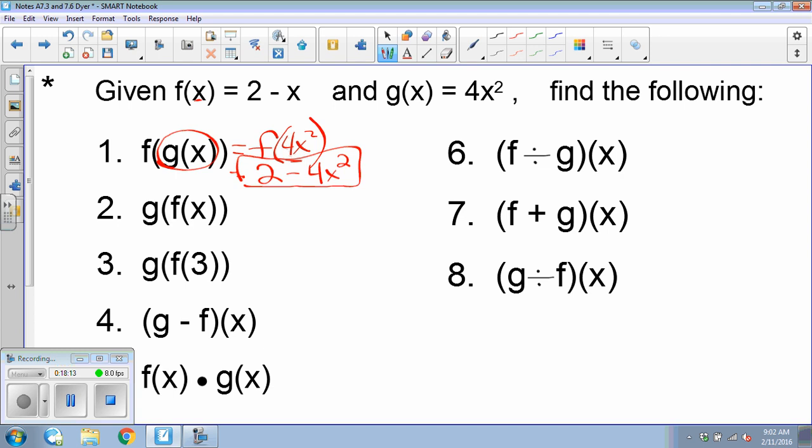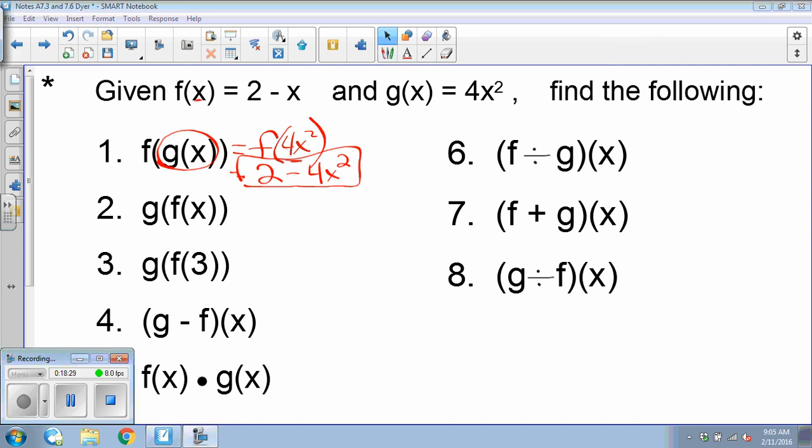Yeah. That's perfect. Negative 4x squared plus 2. That's actually better. Don't you have to put your x over? Yeah, you usually go in descending order.